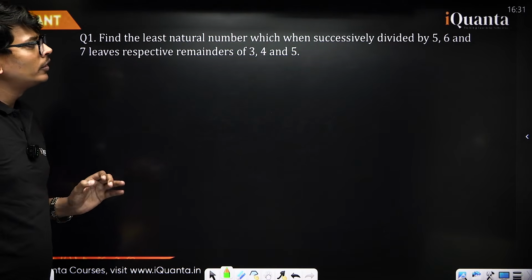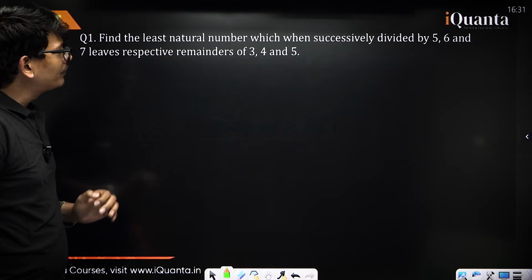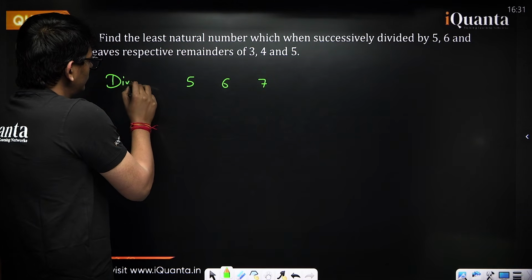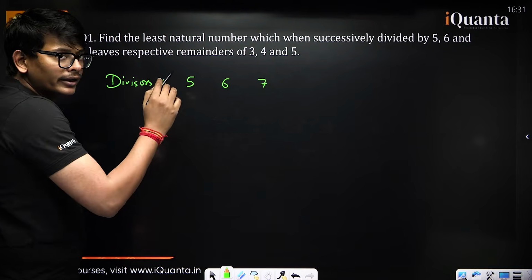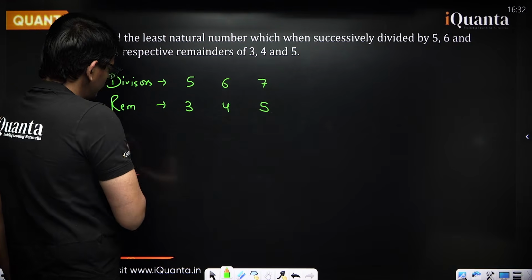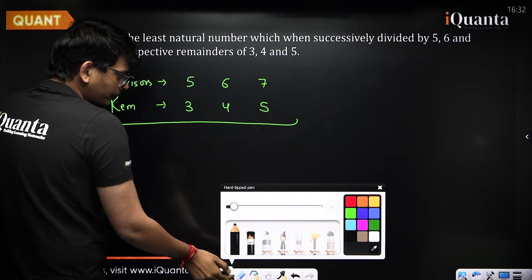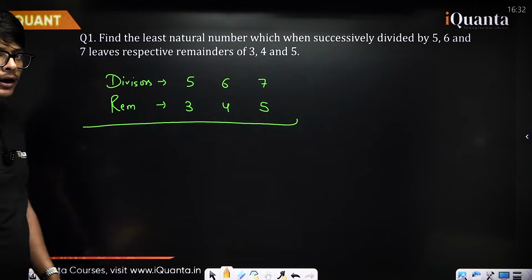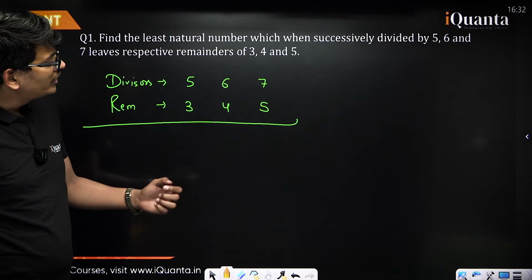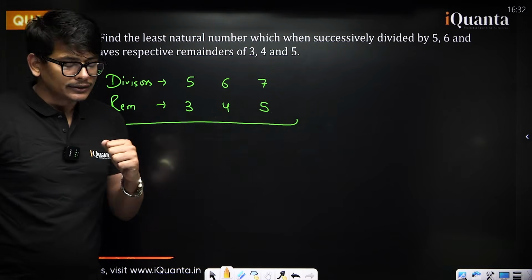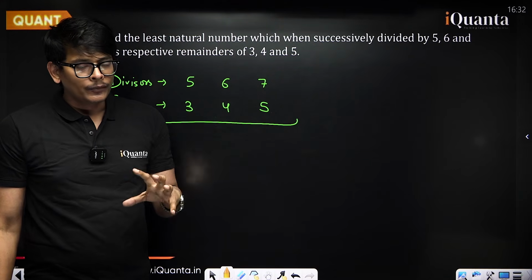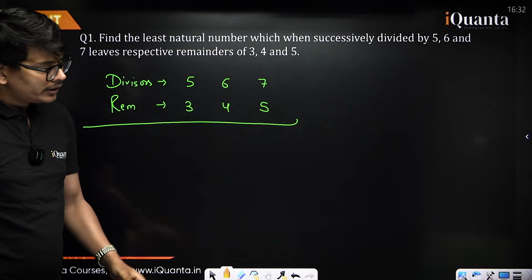Find the least natural number which, when successively divided by 5, 6, 7, these are divisors, and the remainders 3, 4, 5, these are respective remainders. So the question setter is asking you for the given number from which you got these respective remainders. So how to find out? There is a shortcut, guys, to solve such type of problem. So I'm going to discuss the shortcut. Let's try to understand.